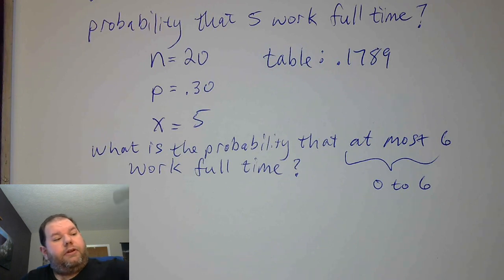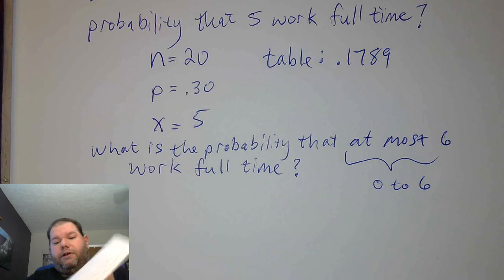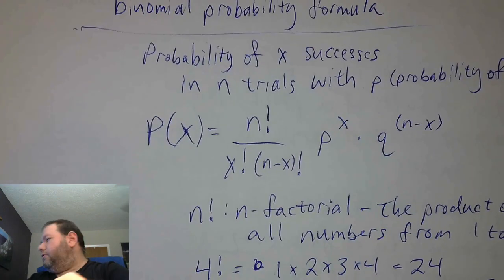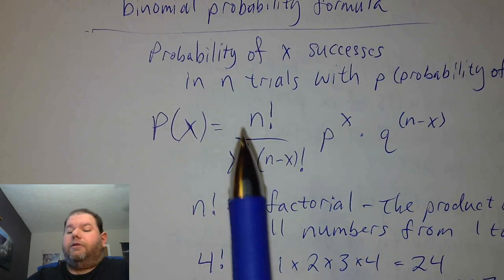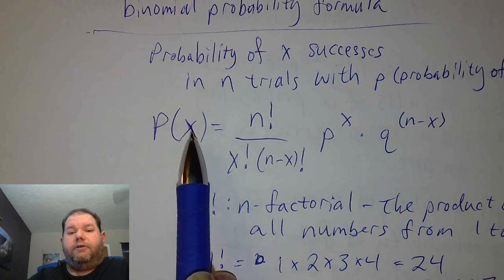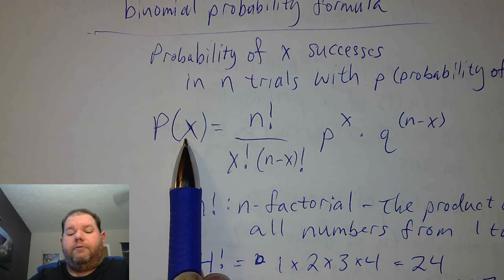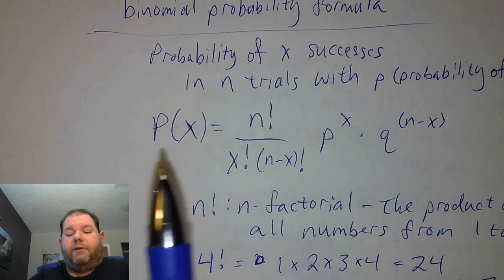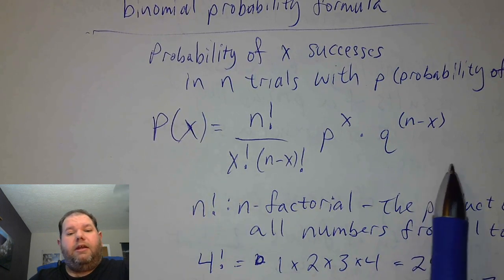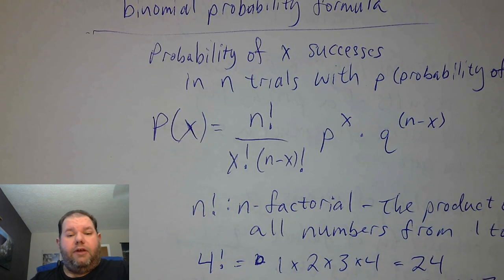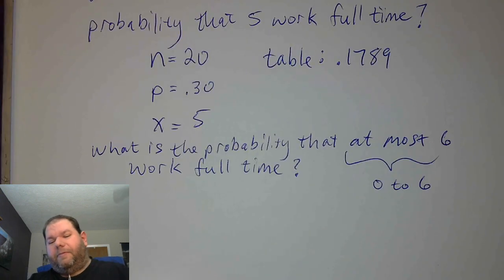Now, if we were using the formula here, we would have to do the formula with x equals 0, x equals 1, x equals 2, x equals 3, 4, 5, and 6. We have to do the formula 7 times and add all 7 of those together. And again, not a very exciting proposition. That's not how we want to spend our afternoons. So, this is where we need the table at the very least, or our calculators.